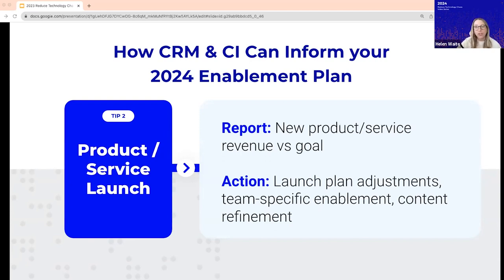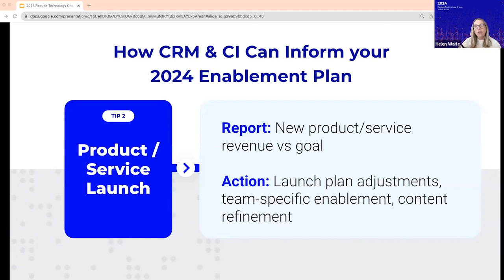What content was used, or rather not used? How was the rep landing the messaging for this product or service launch? Was it aligned with what marketing or product marketing put together? Were they using the content correctly? Did the prospect understand the new product or service? Did it fit with their use case or help them solve a problem for them?